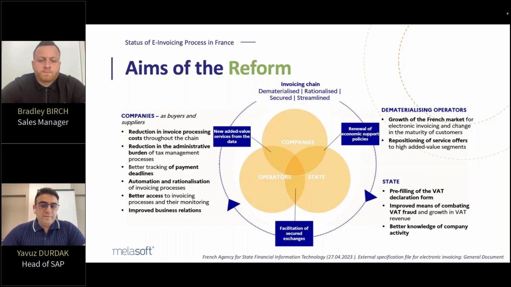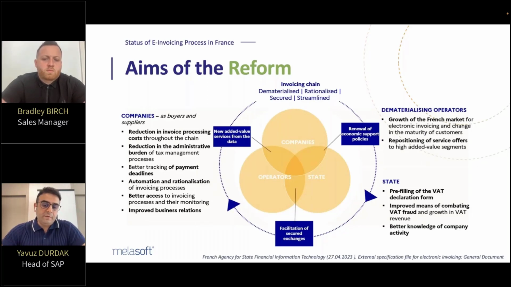From the perspective of dematerializing operators, first of all, as dematerializing operators are allowed in France, it will result in growth of the French market for electronic invoicing. And as a result of this, repositioning of new service offers, especially high added value segments, will be improved. So these will be the benefits from this perspective.